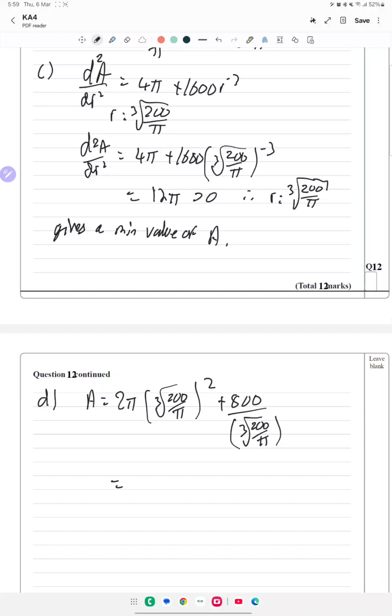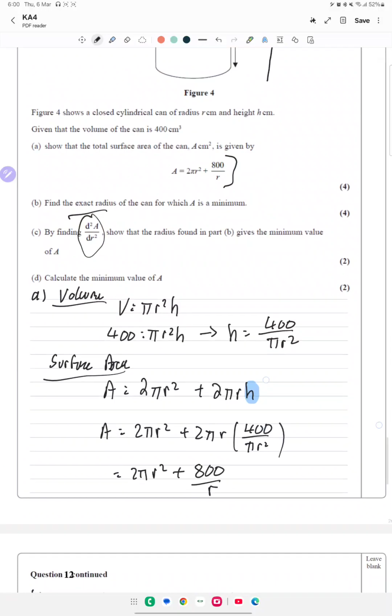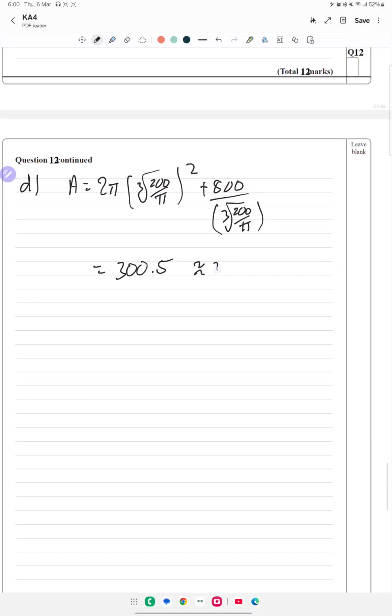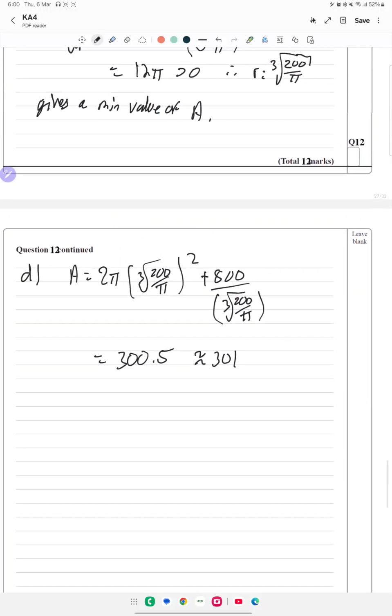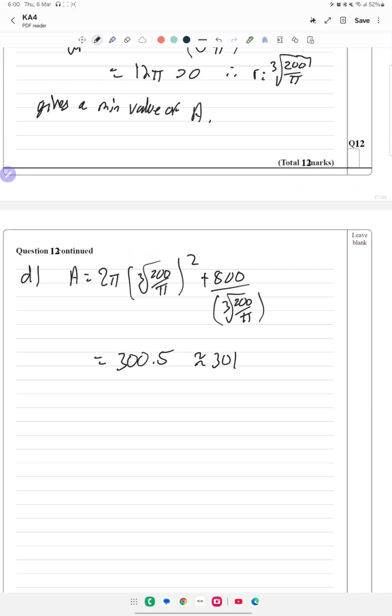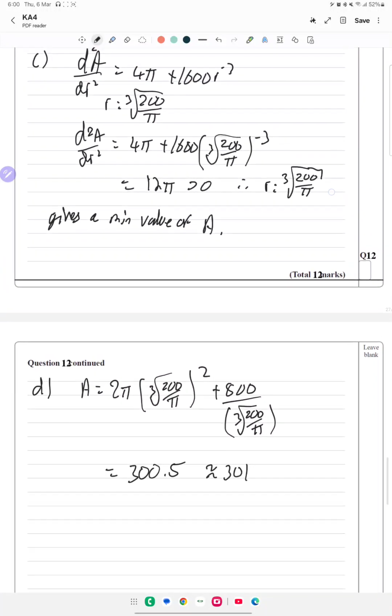which will come out to be, let's make that and save ourselves a little bit of time, 2 pi r squared plus 800 over r, 300.5. Did it say it wanted a specific? Approximately 301. Cool. So that is question 12.